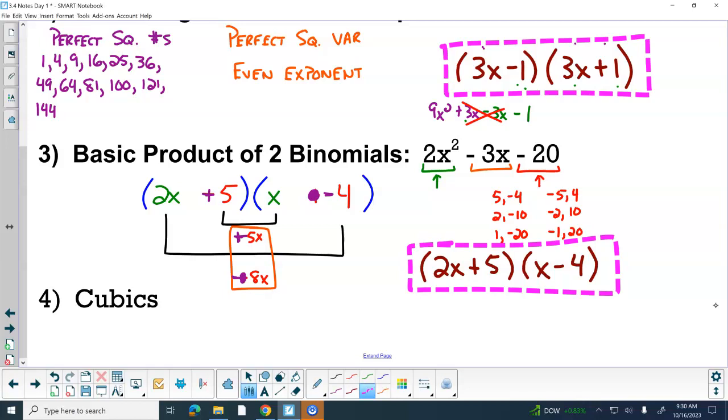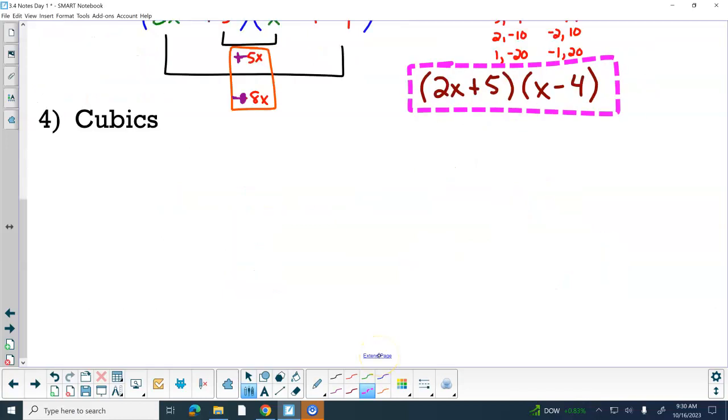Our last method that we're going to talk about today is going to be cubics. Now we're going to spend a whole slide on cubics coming up, so I'm not going to tell you how to factor them right now, but I do want to talk a little bit about perfect cube numbers.